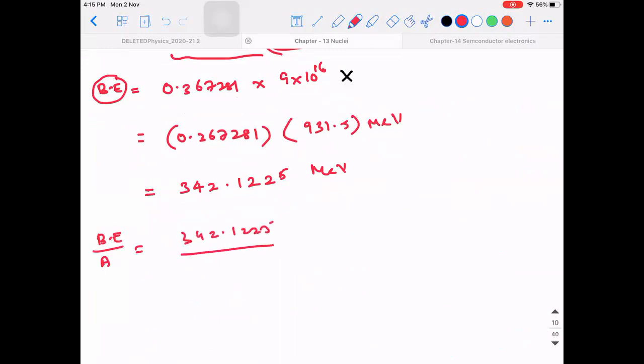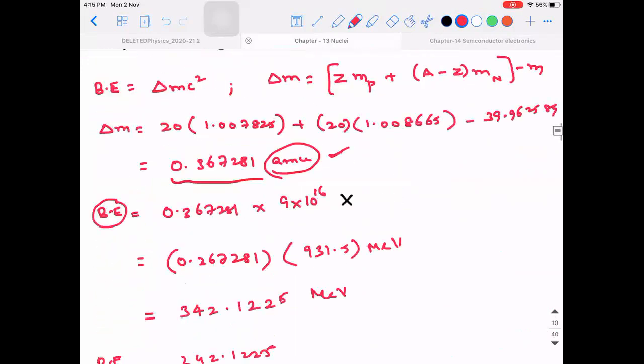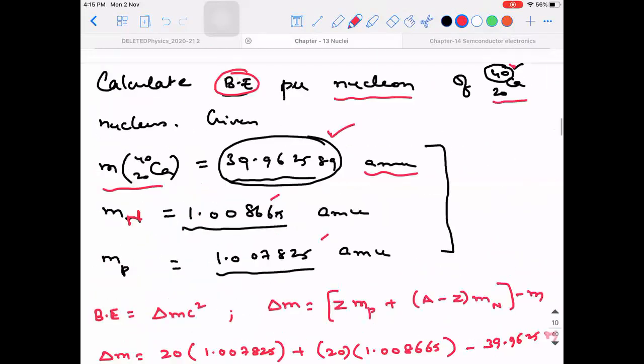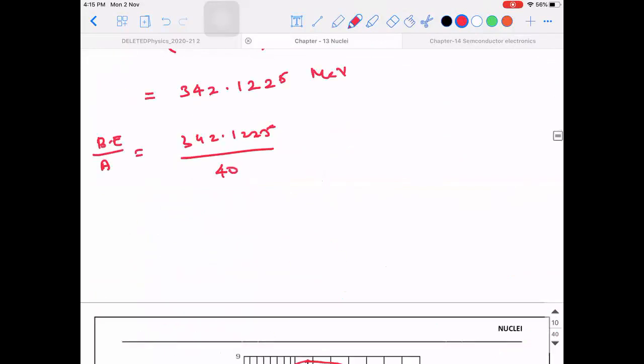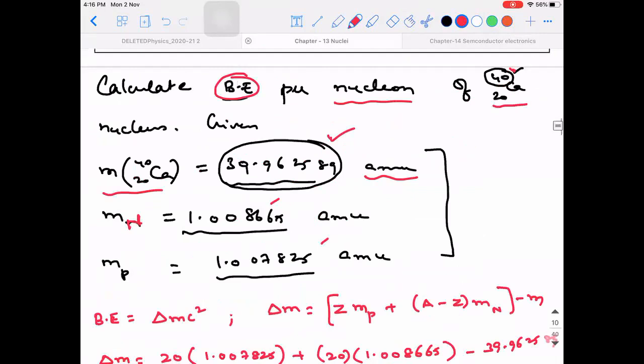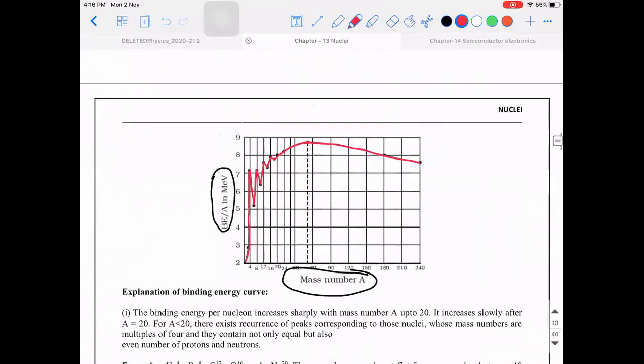342.1225, the whole divided by what? The mass number, right? Mass number is 40. Can you divide it by 40 and tell me? 8.55. So 8.55 mega electron volt is the binding energy per nucleon of a calcium stable nucleus.